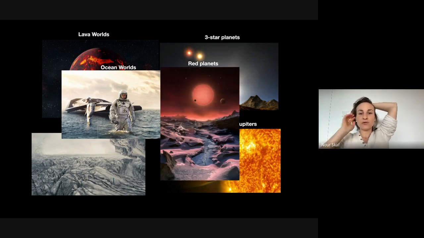And there are red planets. The red stars, what we call M stars, are by far the most common star in the galaxy, and there are many planets around them. That makes worlds where it's basically all red, like a continuous sunset all the time.